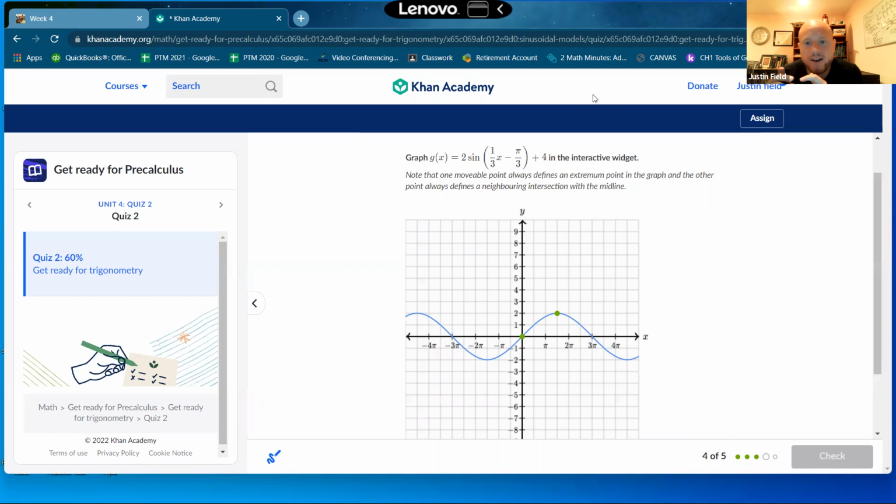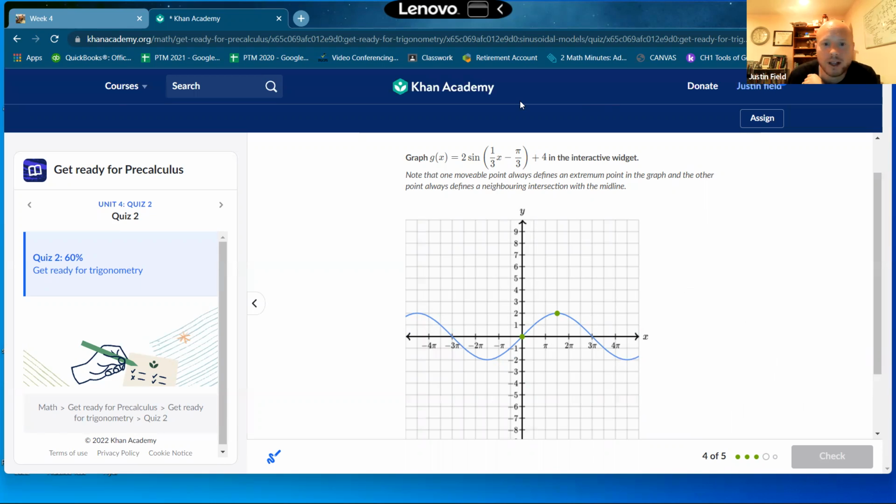Okay, so now we have the phase shift. But we know that our midline is at 4. That's our midline. We know our amplitude. We know we've got the sine function. So our y-intercept is the midline, except that, well, let's figure out our period. When we figure out the period, the only thing about it is that we have to factor out.